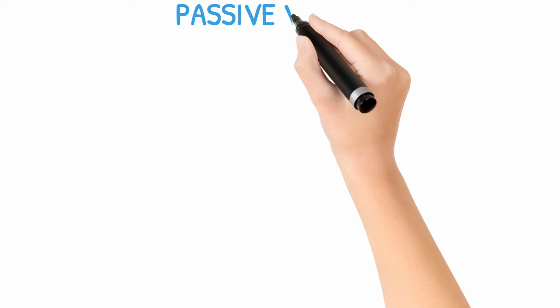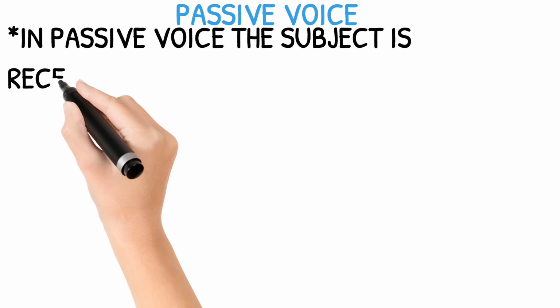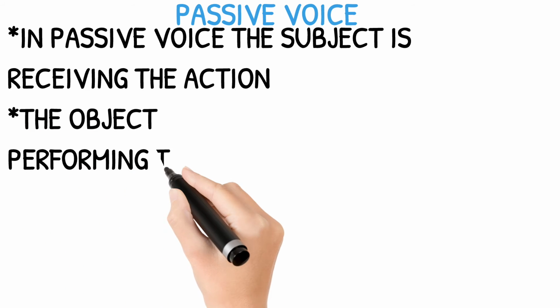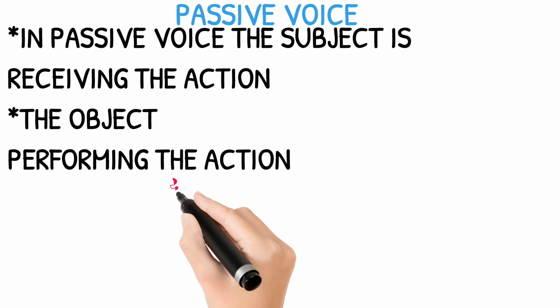Okay, now we will go with another important topic, that is passive voice. Okay, in passive voice, the subject is receiving the action. Okay, the object is performing the action. Remember, in passive voice, the subject is receiving the action, the object is performing the action. Okay, these are the 2 points to remember.